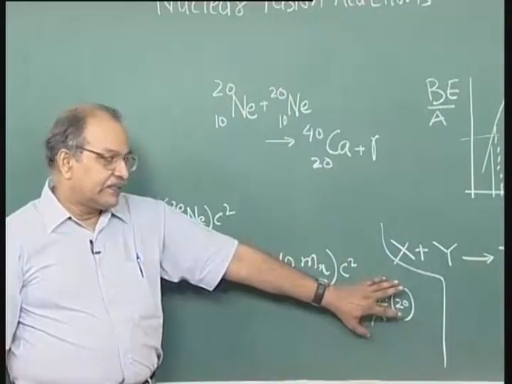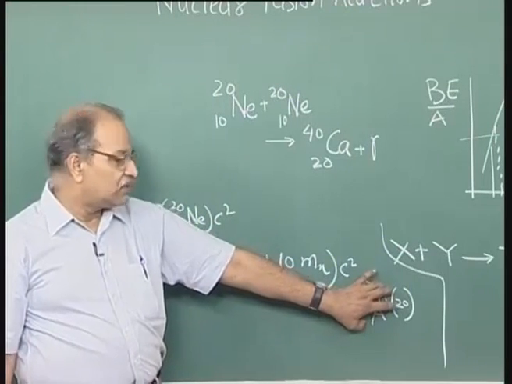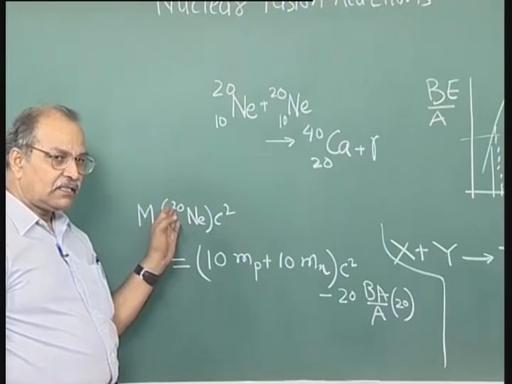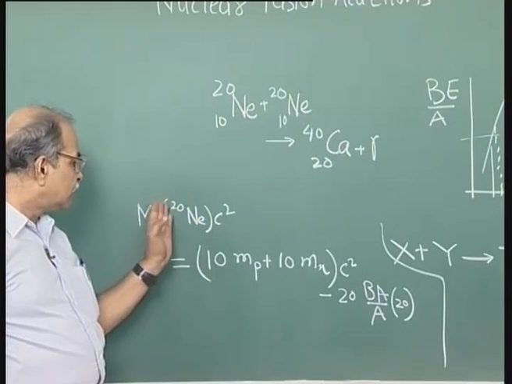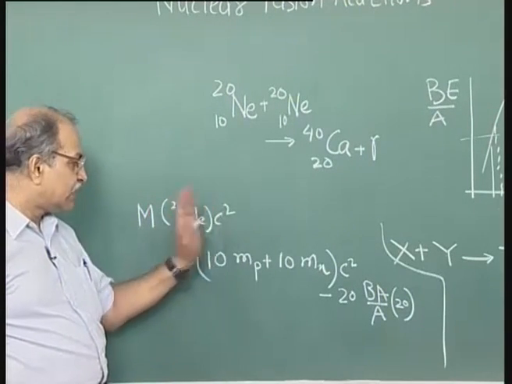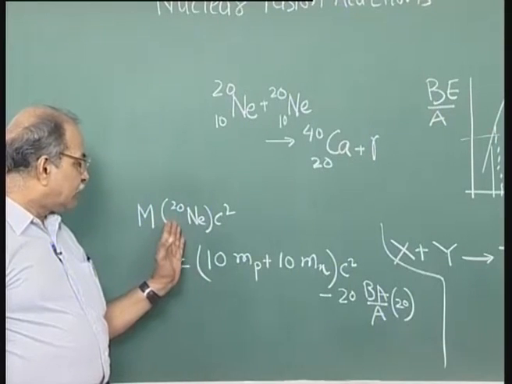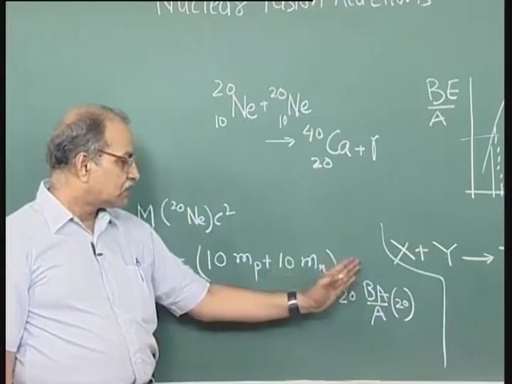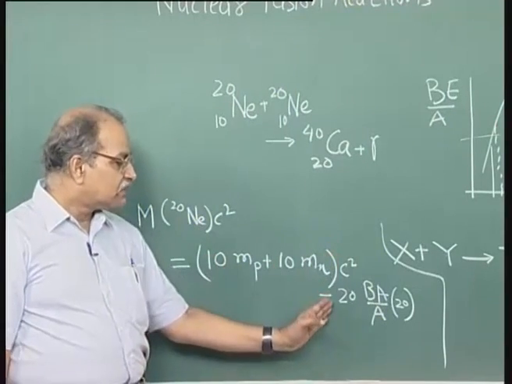Here I have to write the binding energy. How many nucleons are there? Total nucleons here is 20. 20 neon. I am writing mass of 20 neon nucleus times C square. So, 10 protons, so 10 proton mass, 10 neutrons, so 10 neutron mass, rest mass of that, minus binding energy.